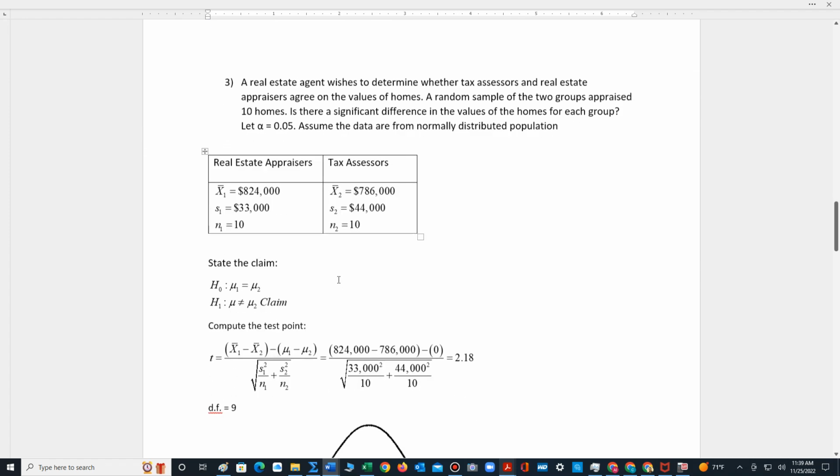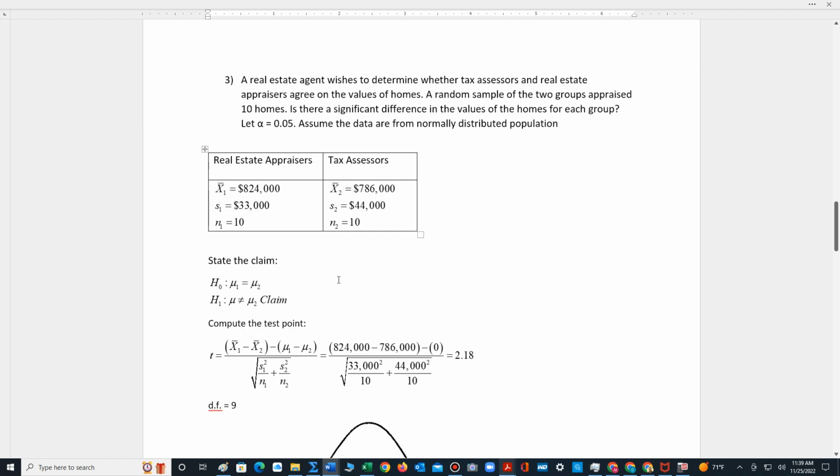All right, number 3. Once again, we're provided with summarized data for number 3. It says a real estate agent wishes to determine whether tax assessors and real estate appraisers agree on the values of homes. A random sample of the two groups appraised 10 homes. Is there a significant difference in the values of the homes for each group? Alpha is 0.05. Assume the data are normally distributed.